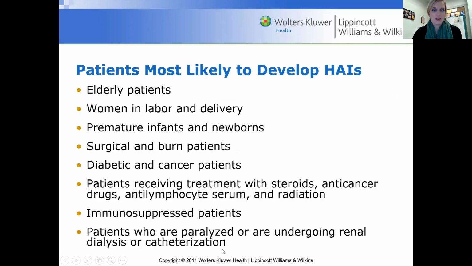Okay. So who are our patients that are more likely to develop these HAIs, these healthcare associated infections? Elderly patients. Their immune system is weakening as they get older, so oftentimes that makes them more susceptible. Women in labor and delivery, same thing. Their immune system is weakened in that situation in their lives. Premature infants and newborns, again, their immune system has not had a chance to develop, so they're definitely vulnerable.